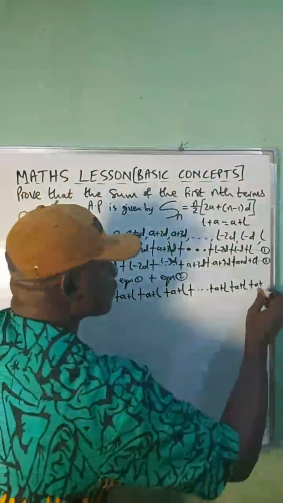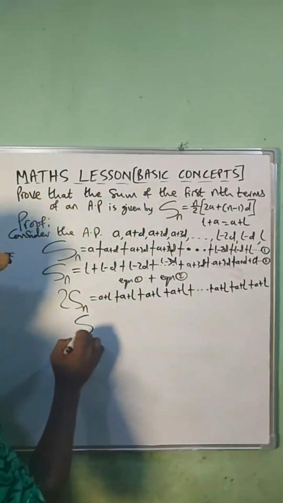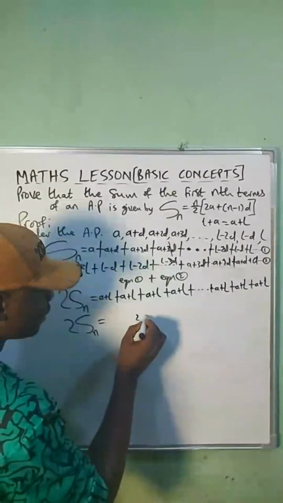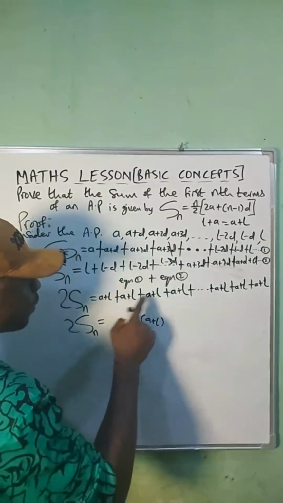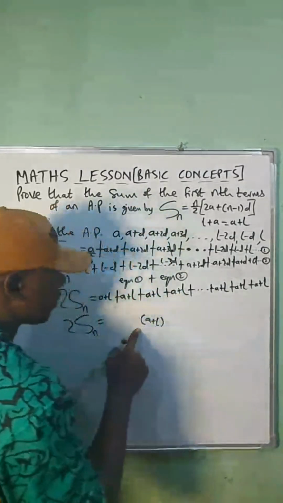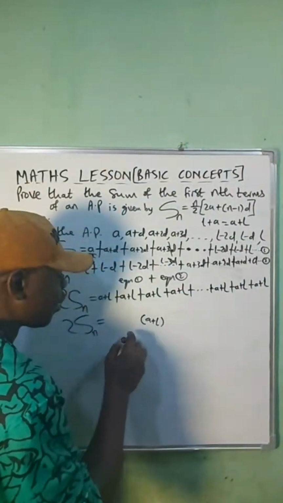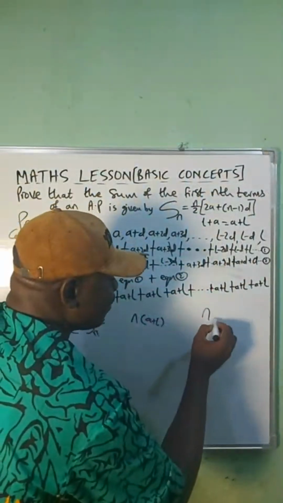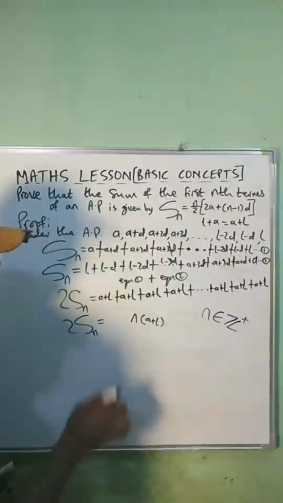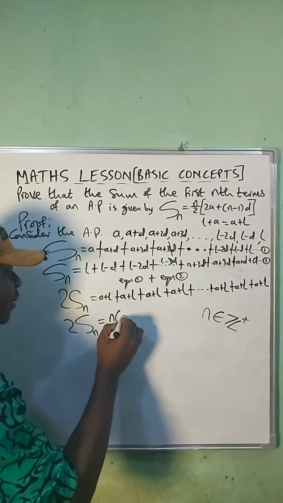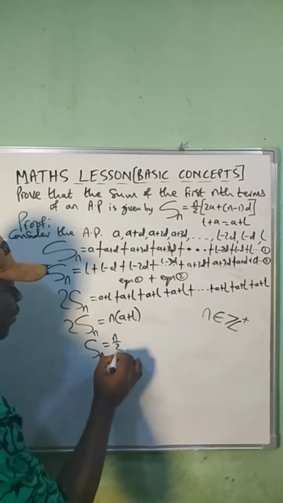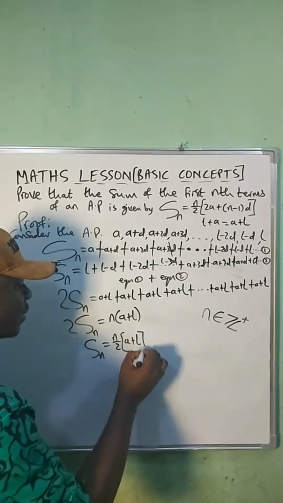So this will give us 1 into a plus L. This plus this will be 2 into a plus L, plus 3 into a plus L, plus 4 into a plus L. Then with the dashes and so on, 5 into a plus L, 6 into a plus L, up to n into a plus L because of this ellipsis. There are endless numbers, where n belongs to the set of positive integers. So that will be n into a plus L. So from here, Sn will be equal to n over 2 into a plus L.